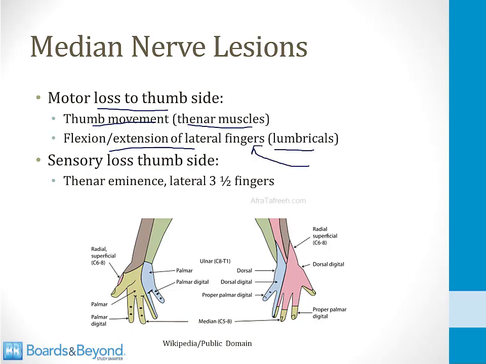In terms of sensory symptoms, the median nerve provides sensory innervation to the thenar eminence and the lateral 3.5 fingers. If you look at this picture at the bottom of the screen here, this is the palm side of the hand. Everything in brown here is sensory innervated by the median nerve.